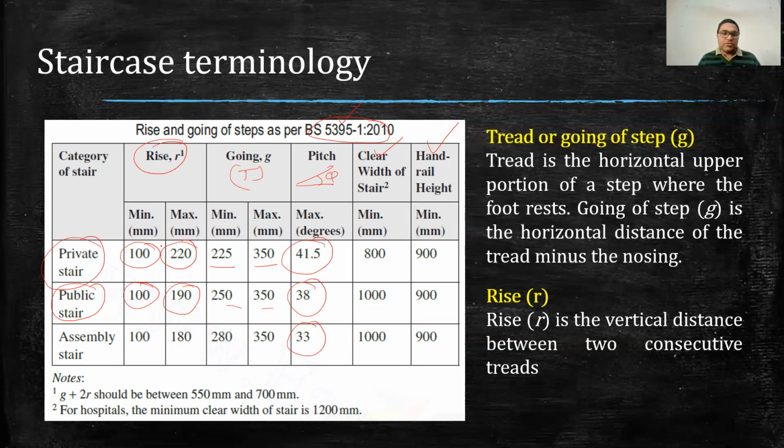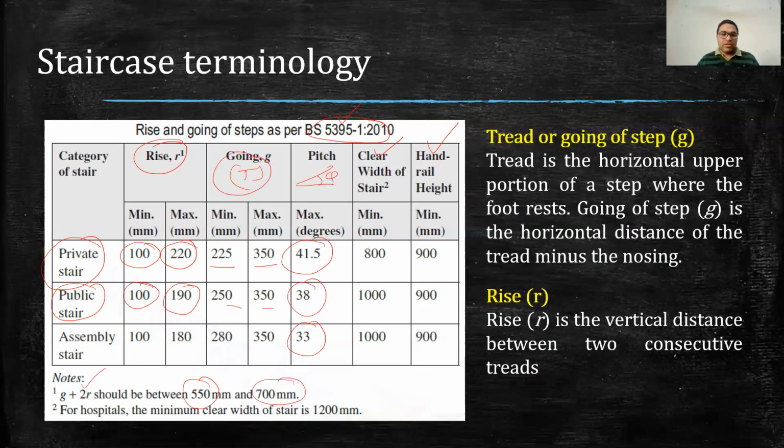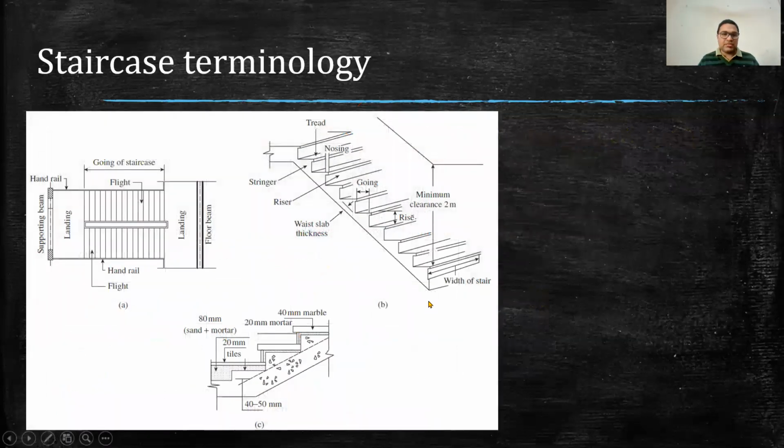Now, when we adopt the riser and tread, we generally use this relation: tread, or T or G, plus 2 times R, should be between 550 to 700 mm. So whatever value we adopt for tread and riser, according to this relation, it should be between 550 to 700 mm. Similarly, in case of hospitals, the minimum clear width of stair is generally 1200 mm. So all these things we will see in this figure.